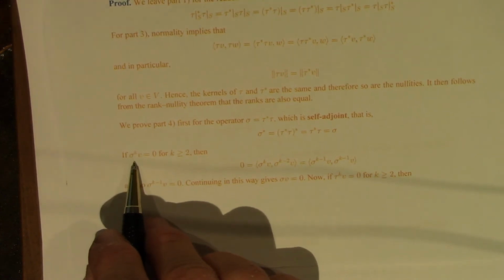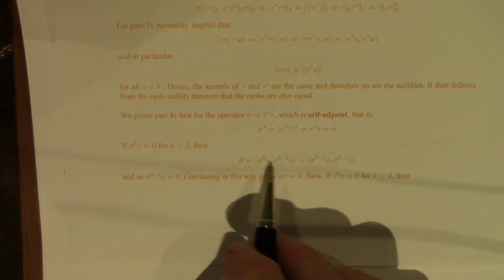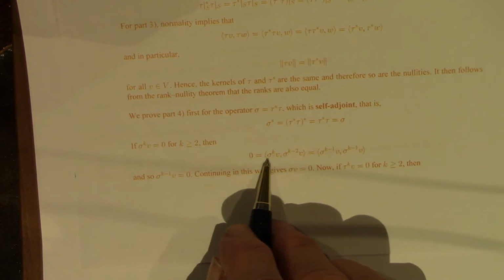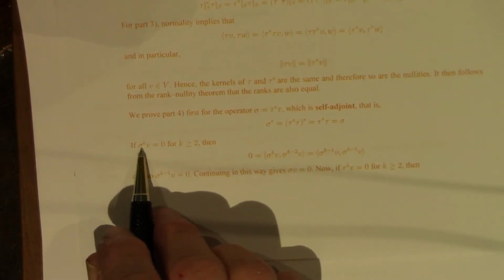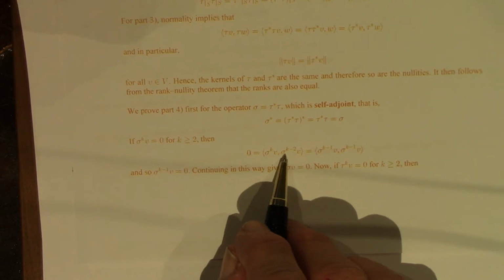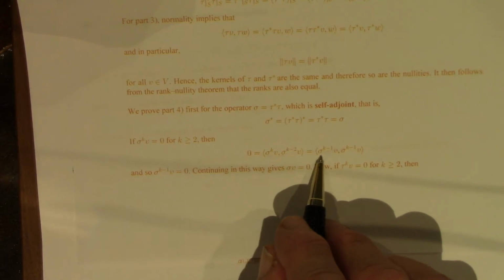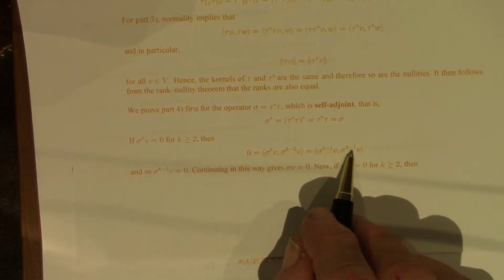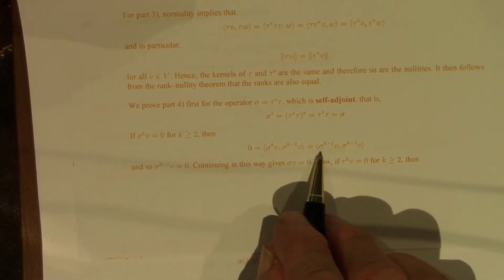So suppose that sigma to the k v is 0. In other words, v is in the kernel of sigma to the k. That means that the inner product of sigma to the k v and sigma to the k minus 2 v is 0. k here is at least 2. If k is 1, we're done. Now we can move one of the sigmas across the comma, and since sigma is self-adjoint, it doesn't change to the adjoint, or it is the adjoint, it's the same thing. So this becomes sigma to the k minus 1 v inner product with itself, which is the square of the norm of sigma to the k minus 1 v.